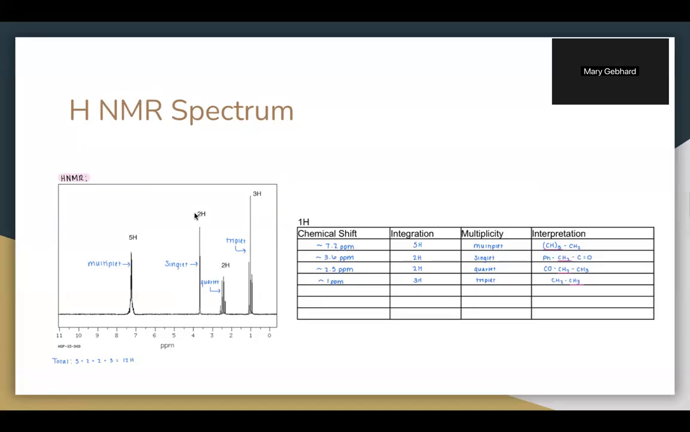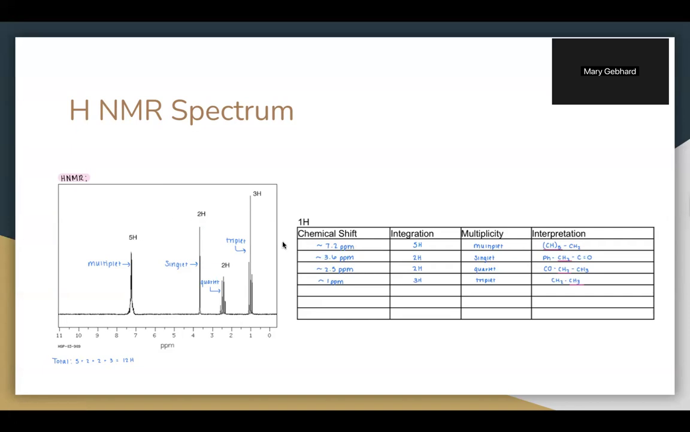A singlet means that there were no neighboring hydrogen atoms, which tells me that it could very possibly be located between that benzene ring and the carbonyl group that's present in my structure. Located next to that at 2.5 ppm is a quartet with an integration of 2H. And this is indicating to me that there are three hydrogen neighbors. And to me, this determined that it was near a terminal methyl group.